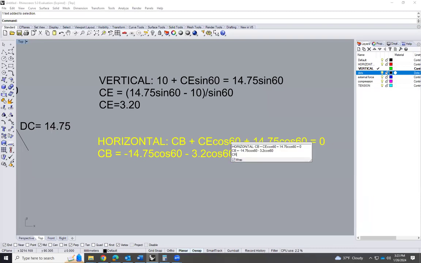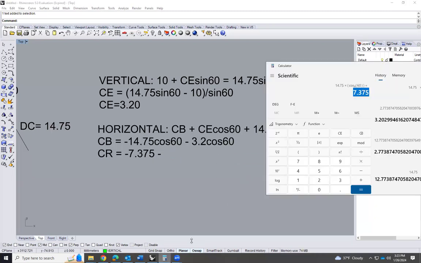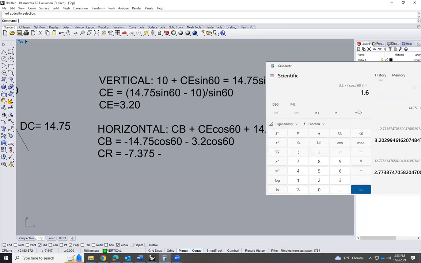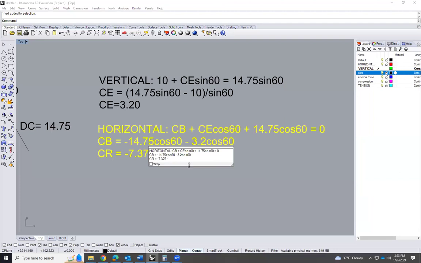So CB equals negative this, and that will be negative 3.2 cosine 60. 3.2 times parentheses 60 cosine. There you go. This is 1.6. Okay, so this is negative 1.6.